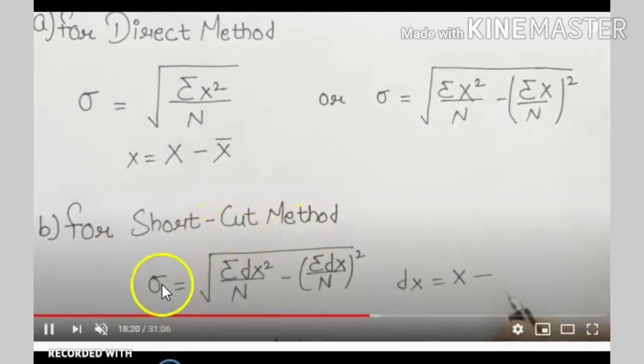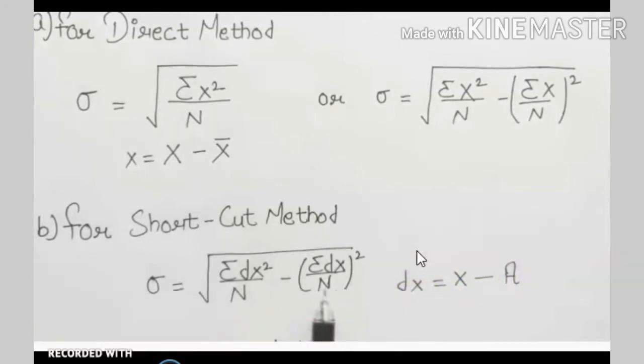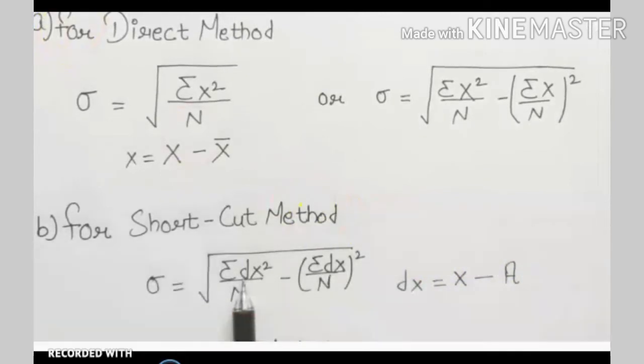Next is the shortcut method. How will you find it? Sigma equal to root of sigma dx square by n minus sigma dx by n the whole square is the formula. Here dx means, as you know, assumed mean. Shortcut method means assumed mean method also, as we had studied in mean. So here dx is equal to x minus a. You take an assumed value a, and from the x column you subtract the a, then you will be getting the dx.